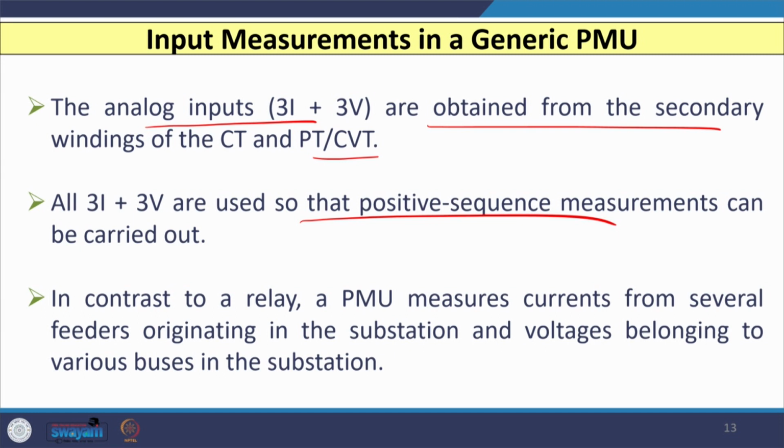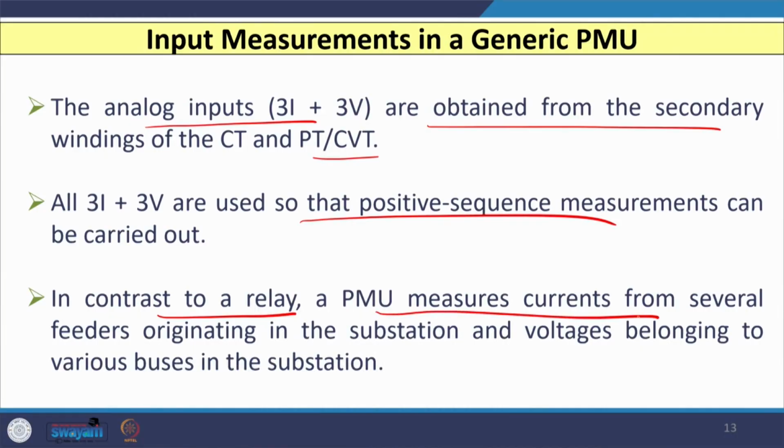Now, what is the difference between PMU and the relay? If I have a particular digital or numerical relay, then I have to install a separate one for a particular feeder or line. This relay will acquire 3 currents and 3 voltages for that feeder only, whereas if I use the PMU, then the PMU will acquire the currents of several feeders connected at a particular bus in the substation, and at the same time it will also collect the data of voltages belonging to the buses of the substation.